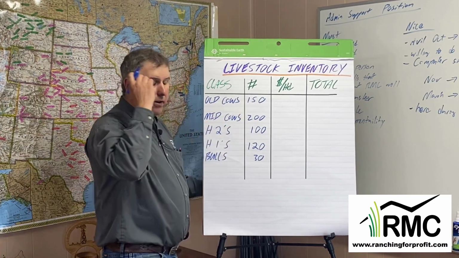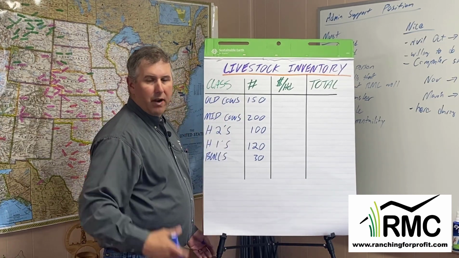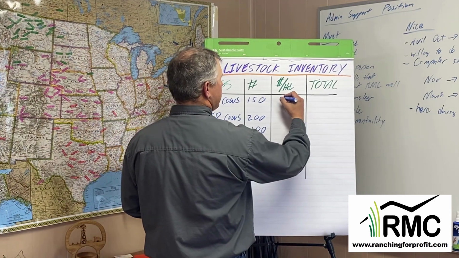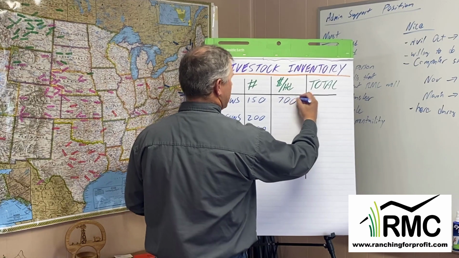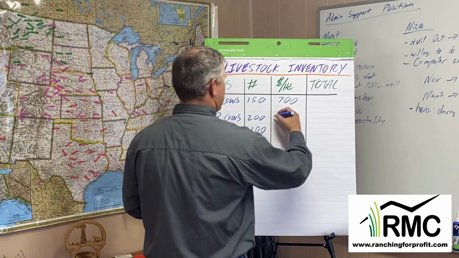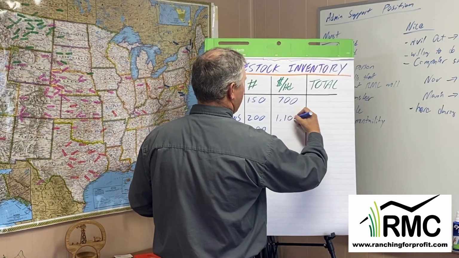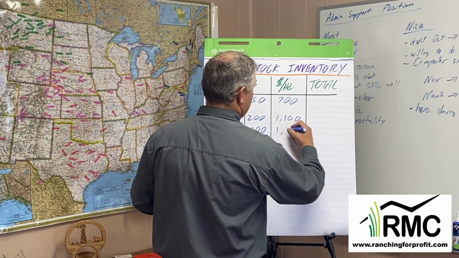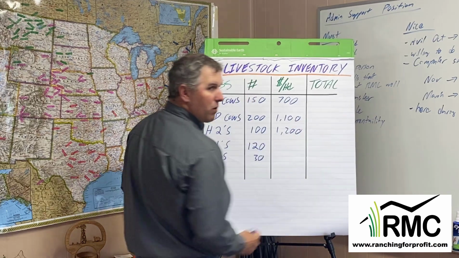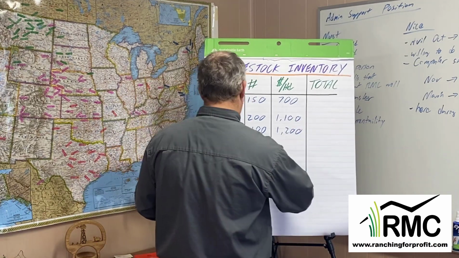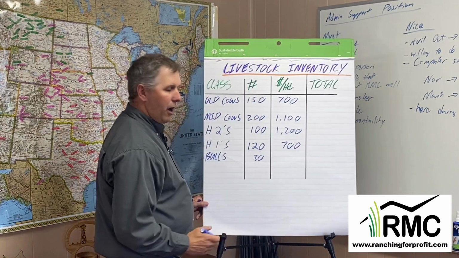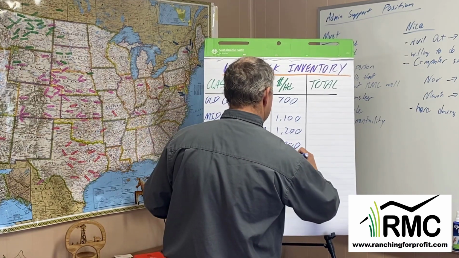So for our old cows, and your market's going to be different, I'm just going to use numbers for example. For our old cows, let's say that's $700. Our middle-aged cows, maybe we're looking at $1,100. Our H2s, maybe we're going to be able to sell those for $1,200, and our H1s for $700, and our bulls are going to bring $1,000.